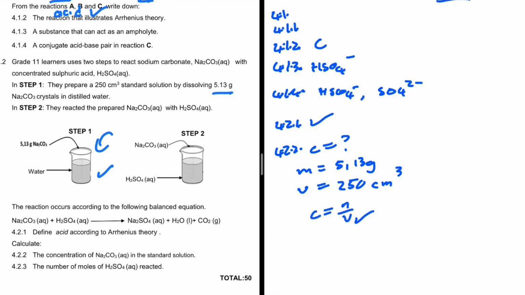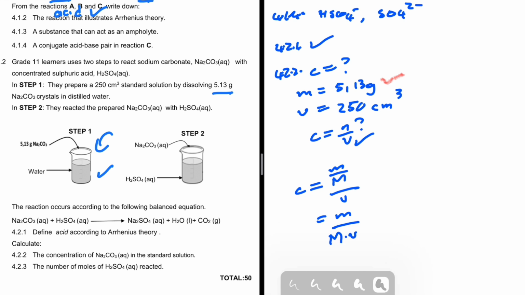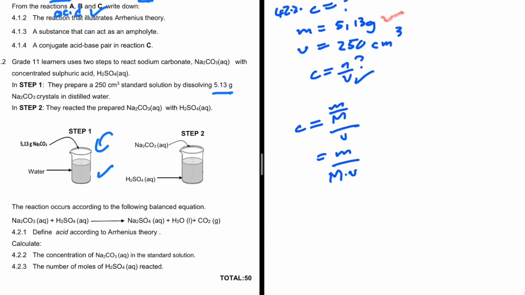So concentration is equal to number of moles divided by volume. We have the volume, we don't have the number of moles, but we can find the number of moles using the mass. Number of moles is equal to the mass divided by the molar mass. So concentration is equal to, in place of number of moles, mass divided by molar mass, and we divide everything by V. This is just equal to the mass divided by the molar mass multiplied by the volume. So we can just use this equation to find the concentration of Na2CO3.